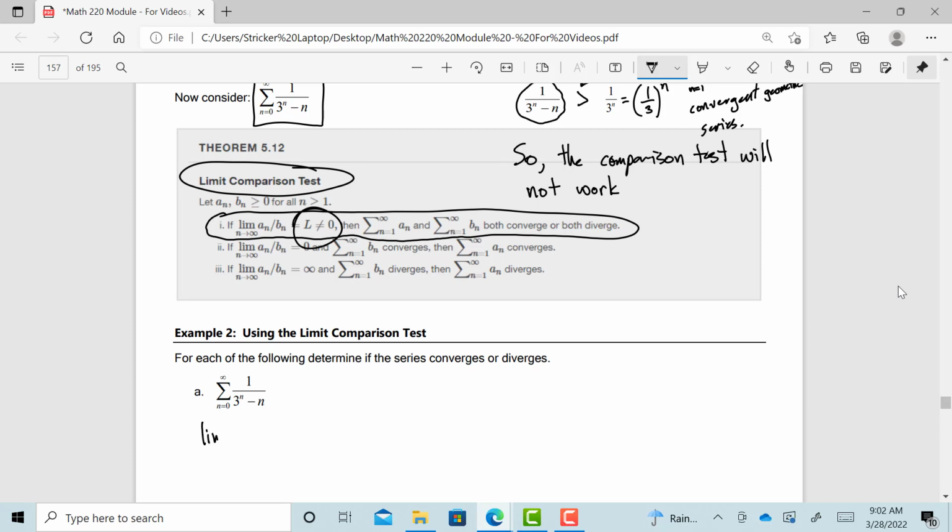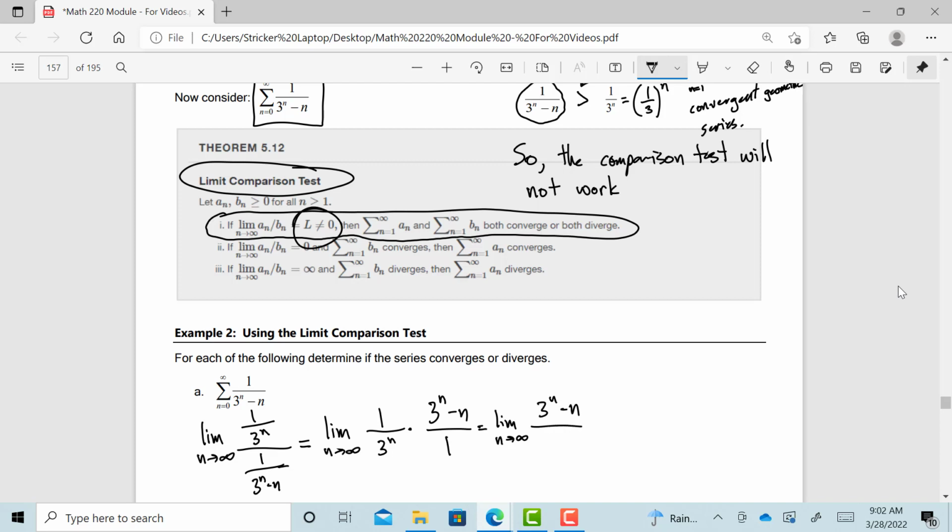Let's see how this works. We're going to take the limit as n approaches infinity of the ratio of our two series: the one that we're comparing to, 1 over 3 to the n, divided by our original 1 over 3 to the n minus n. It's not really helpful in that form. It's easier to think about this as, instead of dividing, multiplying by the reciprocal. So we have 3 to the n minus n over 1, which can be rewritten as 3 to the n minus n over 3 to the n. Well, that's really two separate problems, right? We can split that fraction, which is something we do quite often. So we have 3 to the n over 3 to the n minus n over 3 to the n.